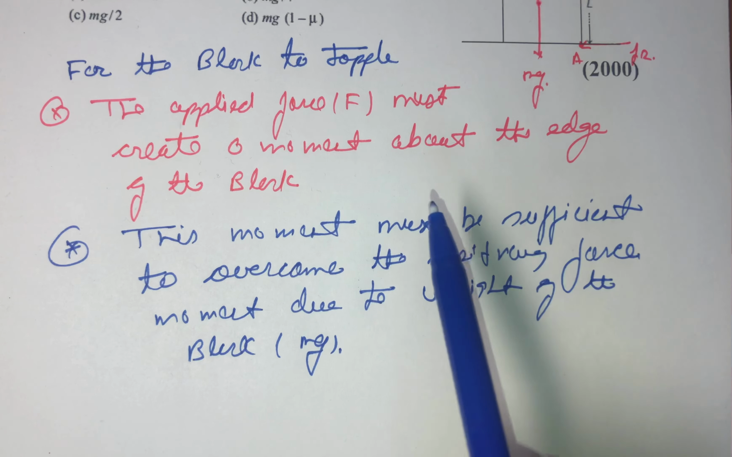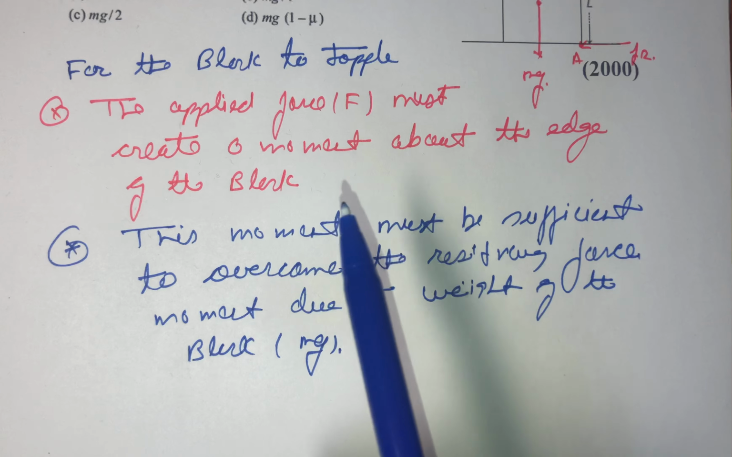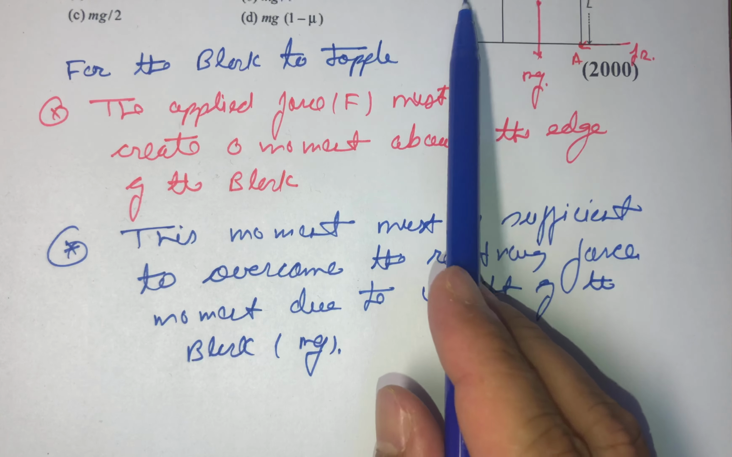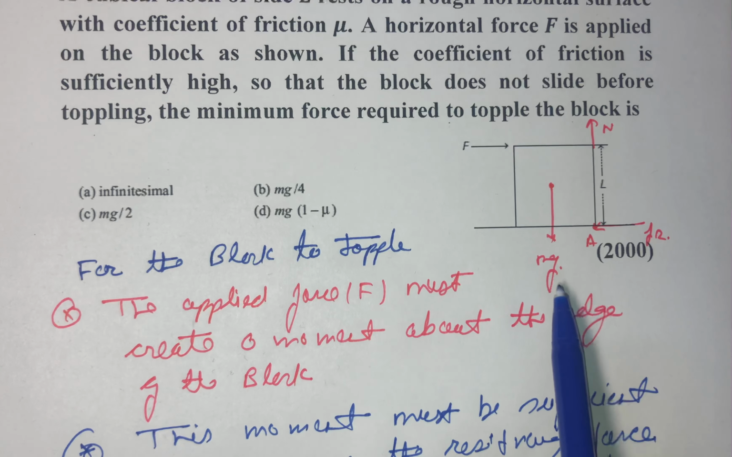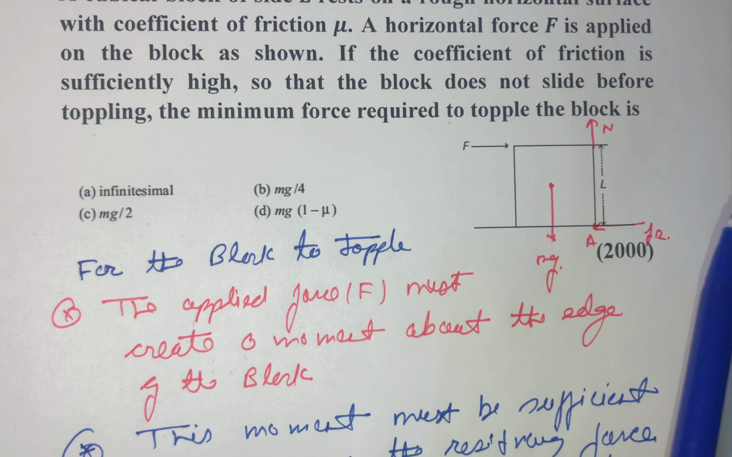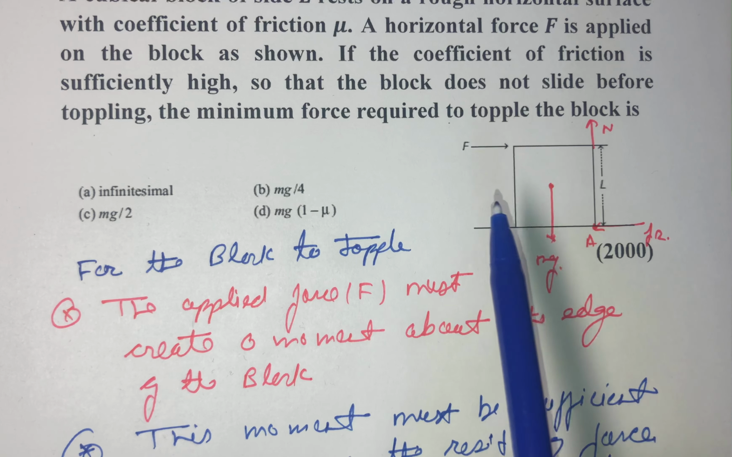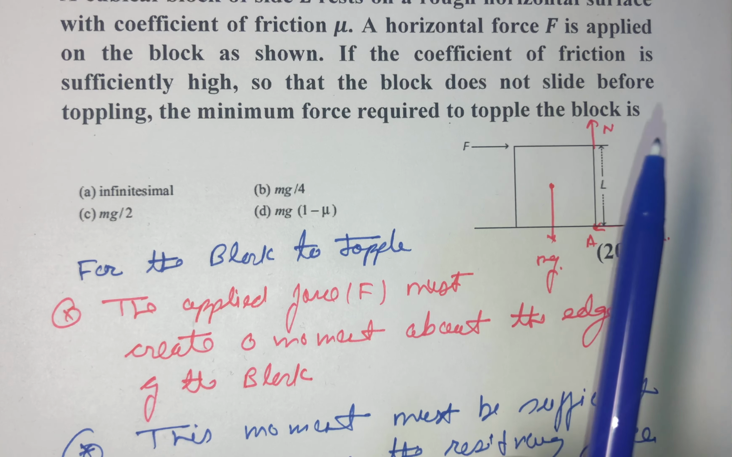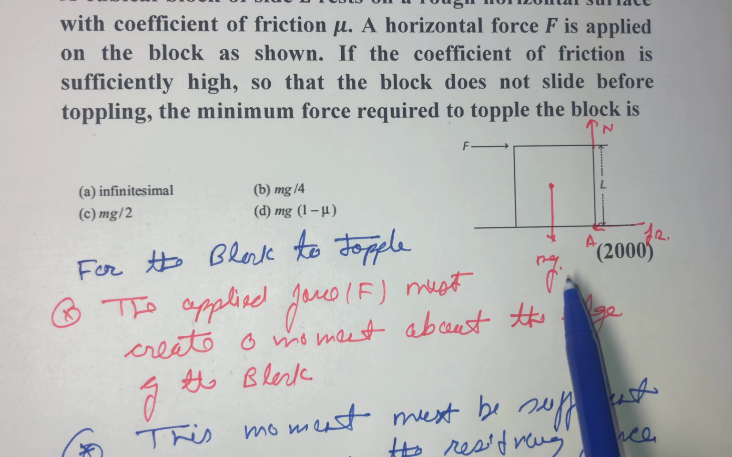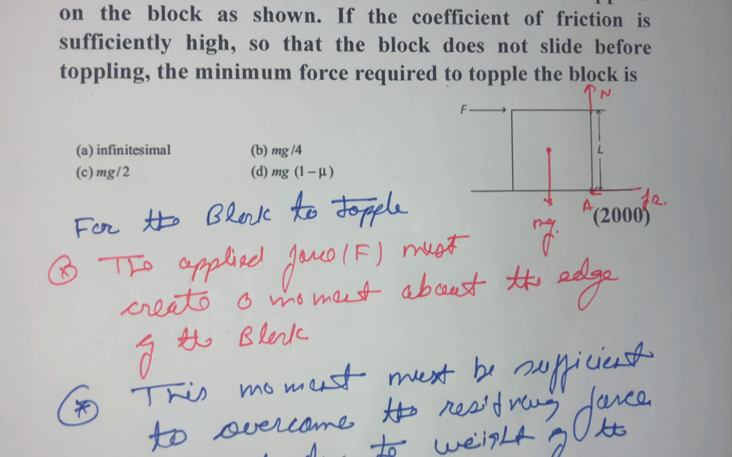So the torque will be generated by two forces. One will be the applied force F and another one will be mg. In order for the block to be toppled, the torque generated by the applied force should be sufficiently large to overcome the restraining torque that is being generated by the mg force.